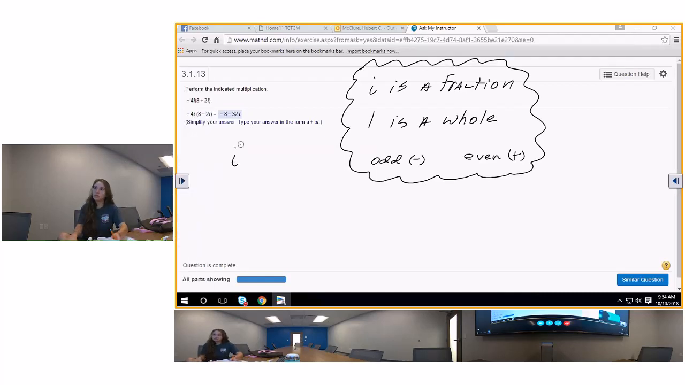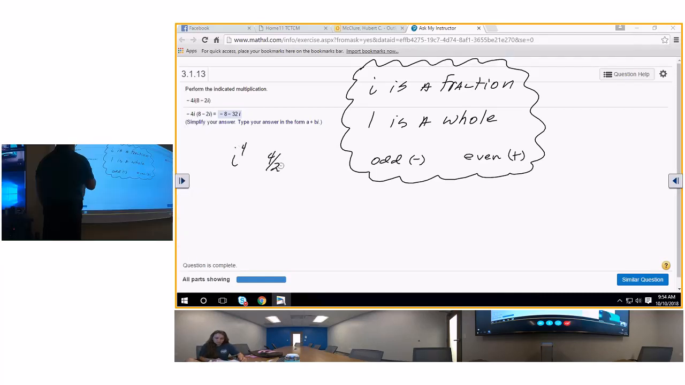i to the fourth power, take 4 divided by 2, and that's equal to 2. What is 2? Tell me what 2 is. Is it a fraction or a whole number? It's a whole number. So your answer is 1. Is 2 odd or even? It's even, so it's a positive 1.